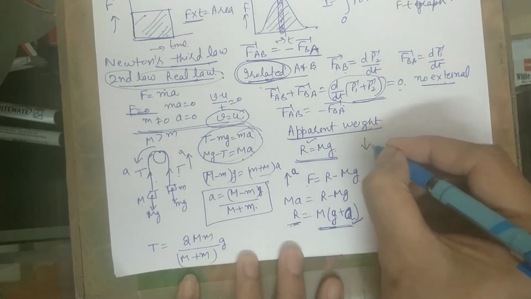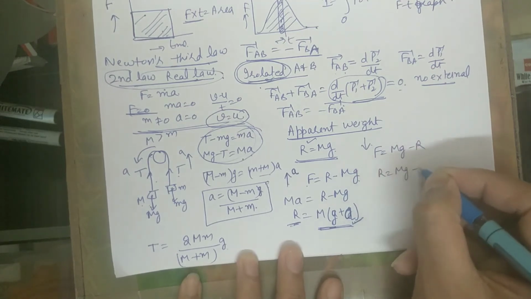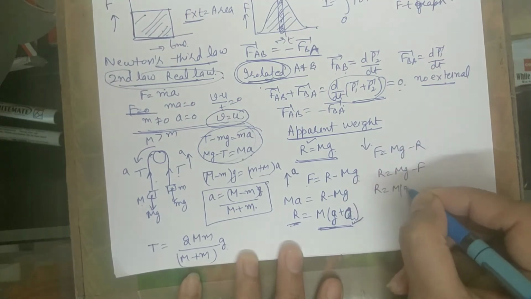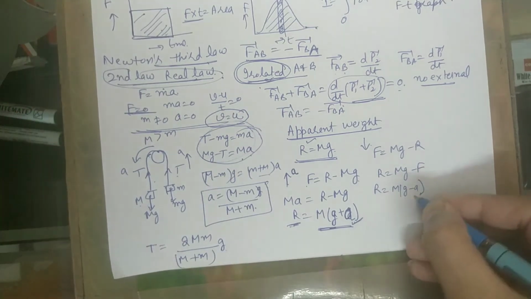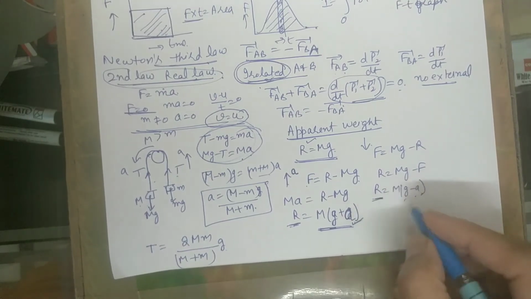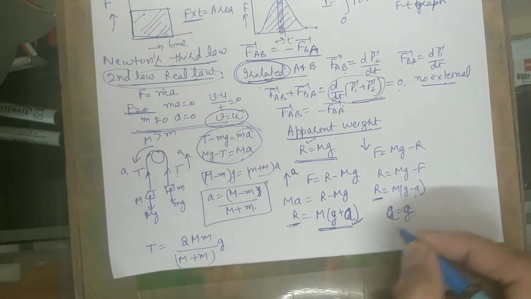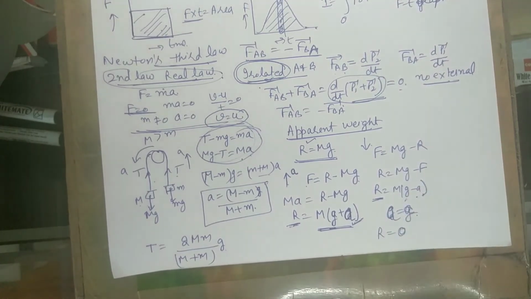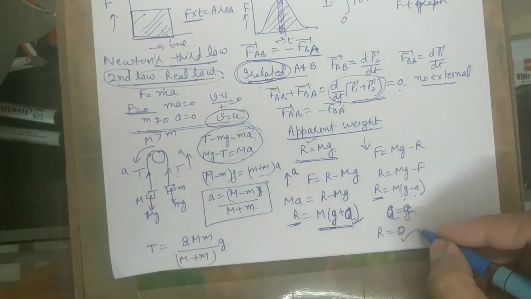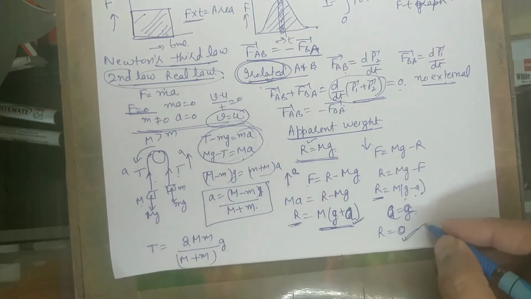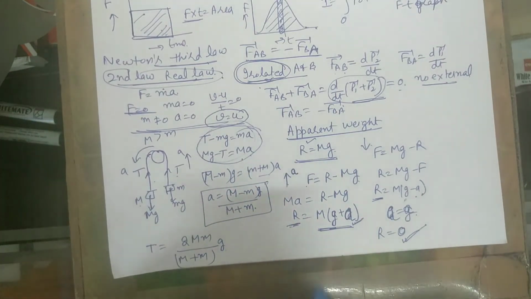When the lift is moving downward, then this will become mg minus ma, meaning the acceleration decreases the apparent weight of the body. When a is equal to g, then the apparent weight becomes zero, or the body comes to be in the state of weightlessness, where the weight is not considered. So this is the situation for the laws of motion, the third law of motion.